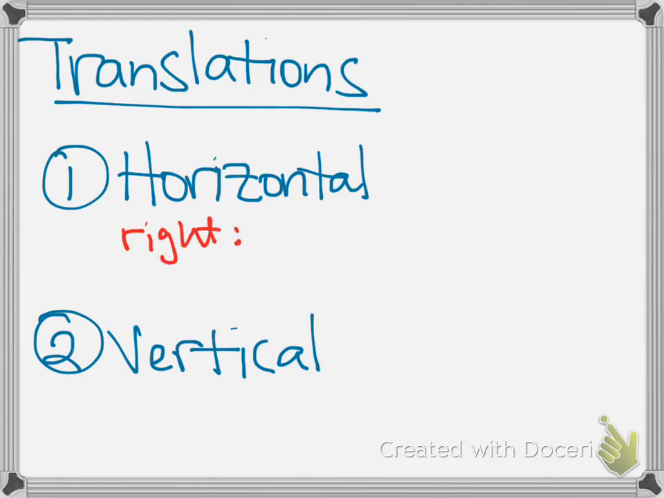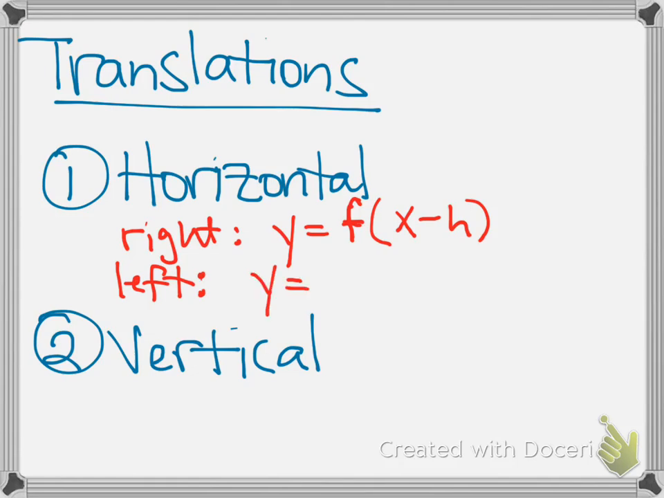If we're moving to the right, and I'm representing the translated function with y, that means that we are taking our original function, which was f of x, and we are shifting it to the right h units. And so we represent that as f of x minus h. And conversely, if we are going to translate our parent function to the left, then our new function, y, would be the original function evaluated at h units to the left. And that's represented by x plus h.